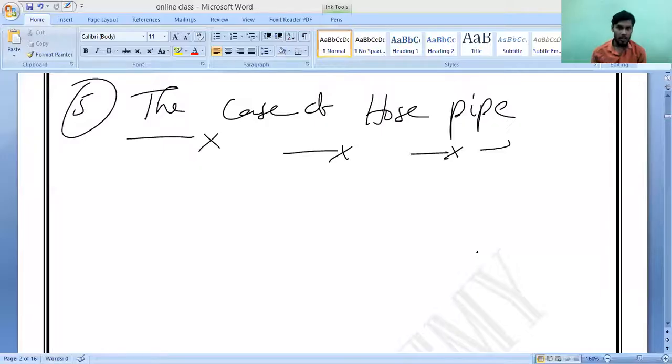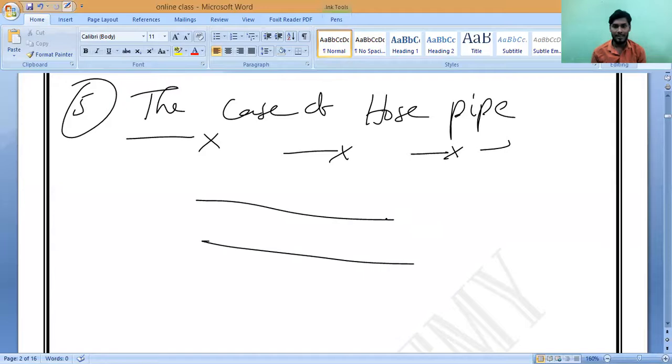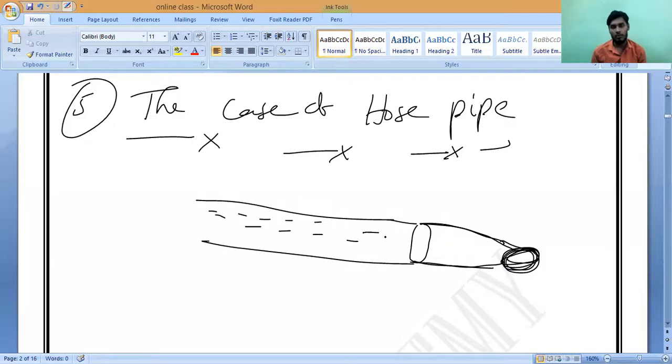You may observe here, I will draw the hose pipe also, how it looks. The pipe will be like this, and at the edge corner they have a metal cap like this. Have you noticed it? Metal cap. Do you understand, all of you? A huge amount of water is coming very forcefully through that.